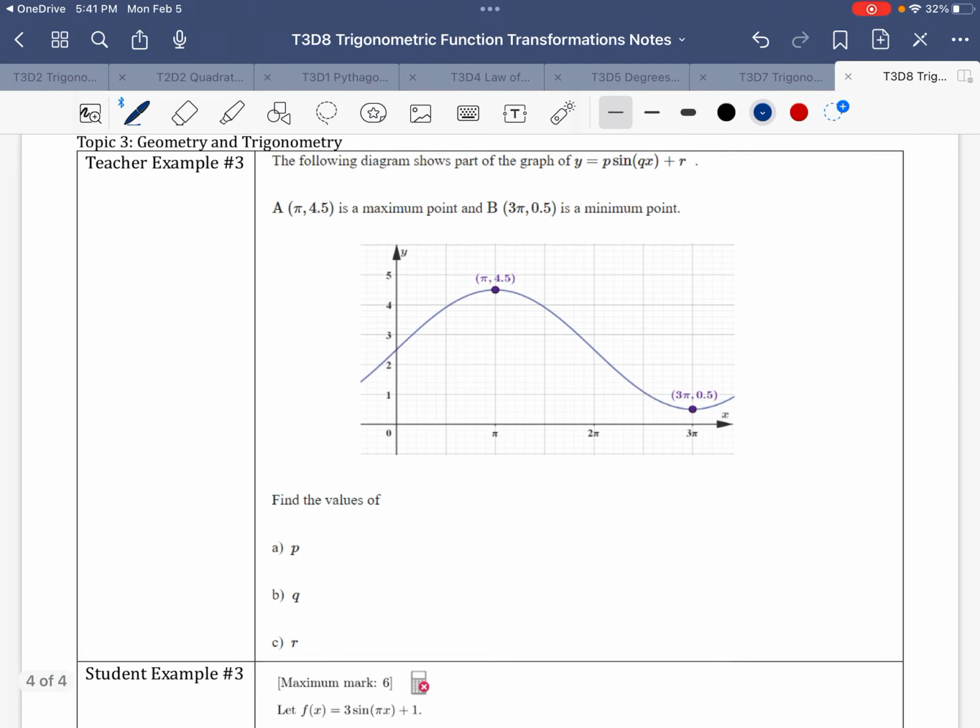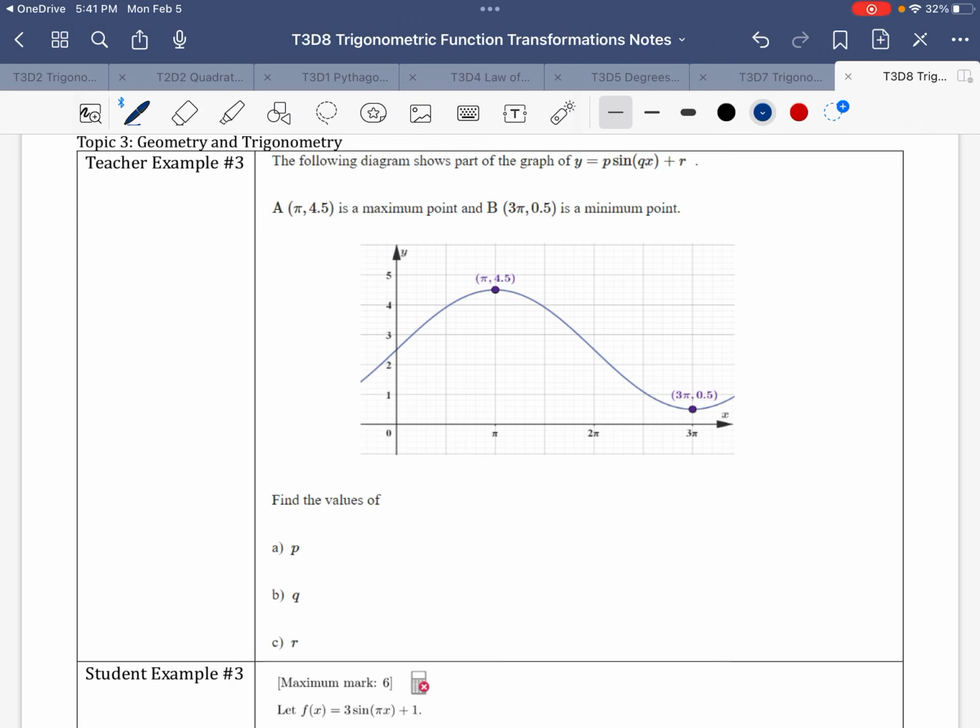Okay. Teacher example number 3. The following diagram shows part of the graph y equals p sine qx plus r. A, pi, 4.5 is a maximum point, and B, 3 pi, 0.5 is a minimum point. Find the values of P, Q, and R. Now, this question is a little bit tricky because instead of using our A, B, and C that we're used to, they use P, Q, and R.